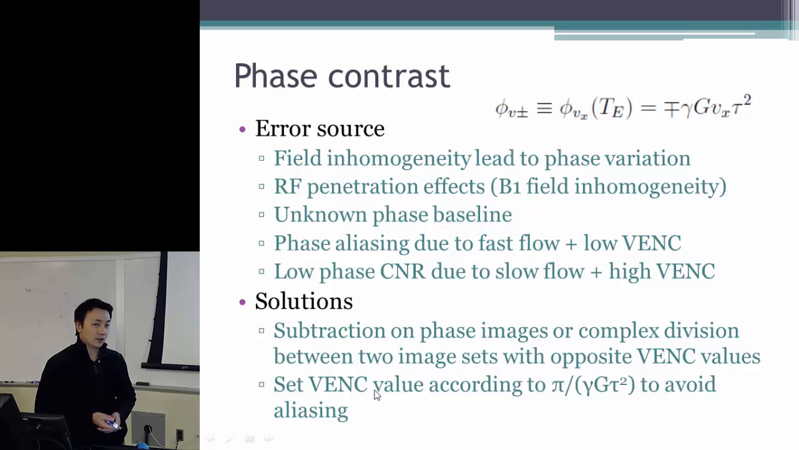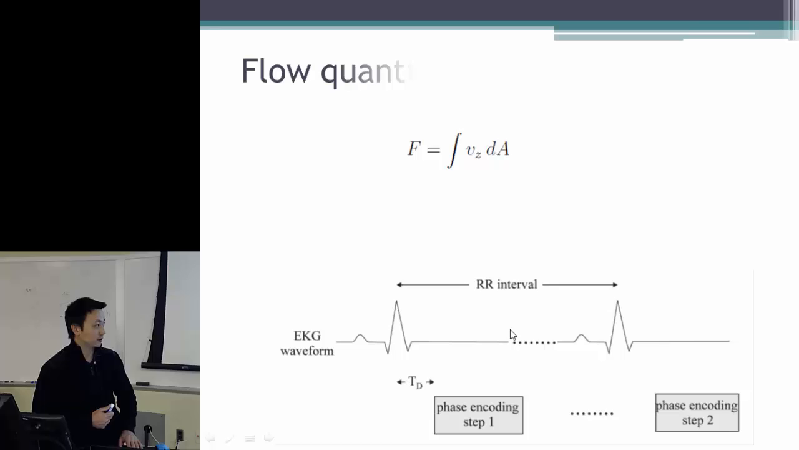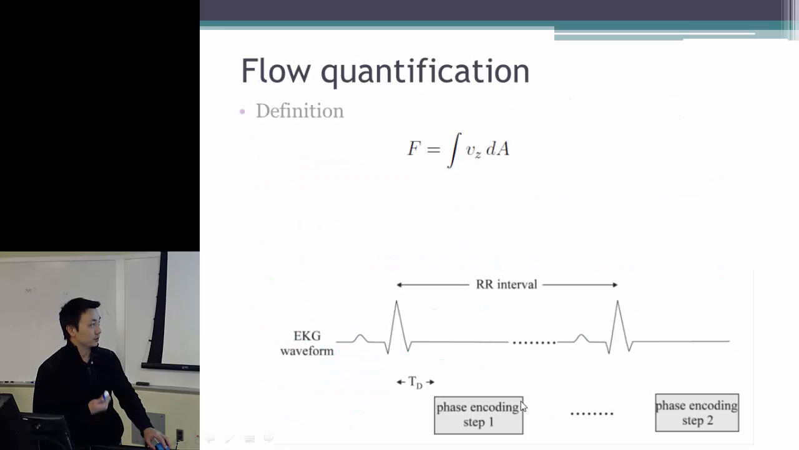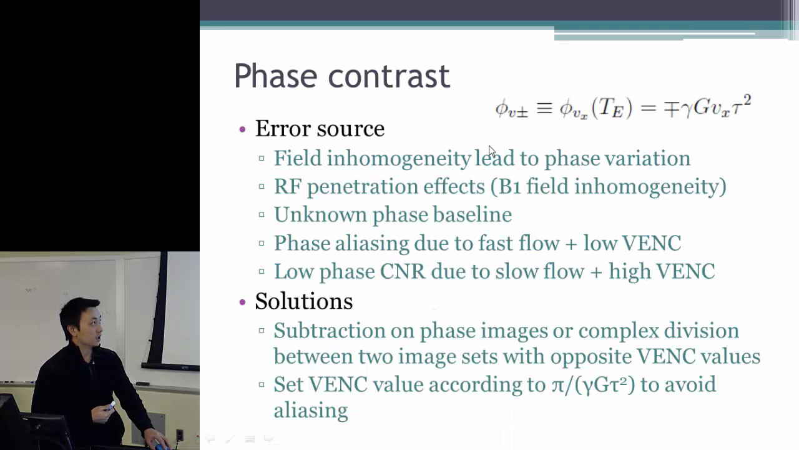Most of the time we have a rough idea of the flow velocity in different body parts. So when we are doing phase contrast on different body parts, we usually set the Wank value to the maximum of the known flow velocity of those body parts to get good phase contrast maps.